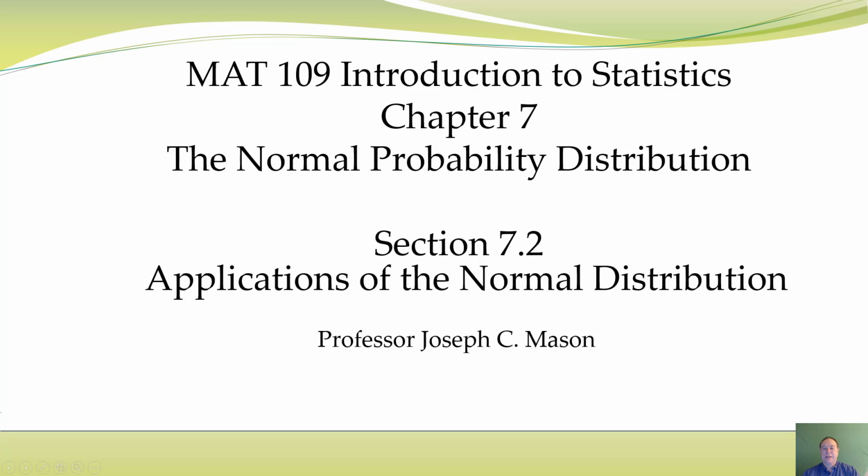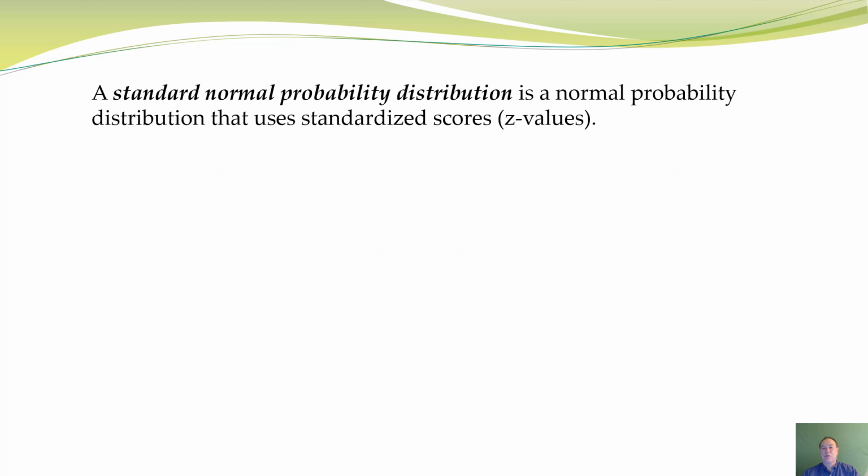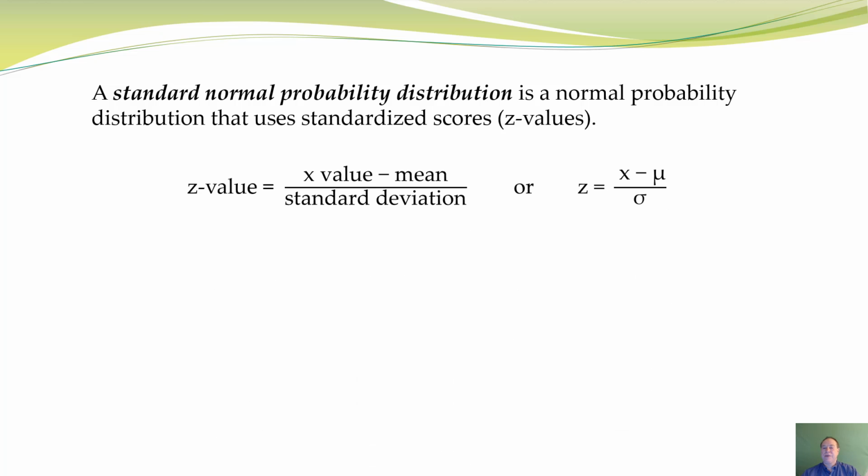Introduction to Statistics, Chapter 7, The Normal Probability Distribution, Section 7.2, Applications of the Normal Distribution. A standard normal probability distribution is a normal probability distribution that uses standardized scores, or z-values. A z-value is equal to the x-value minus the mean divided by the standard deviation. Symbolism: z equals x minus mu divided by sigma.